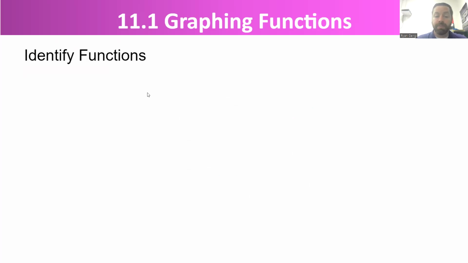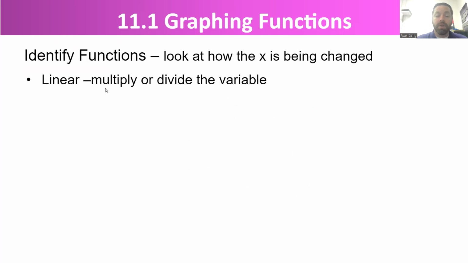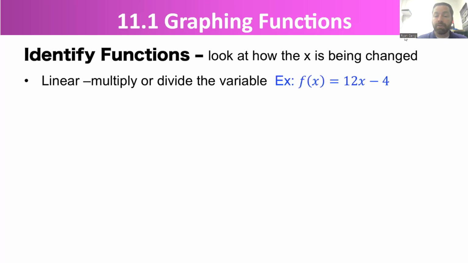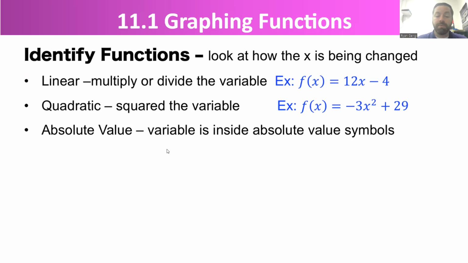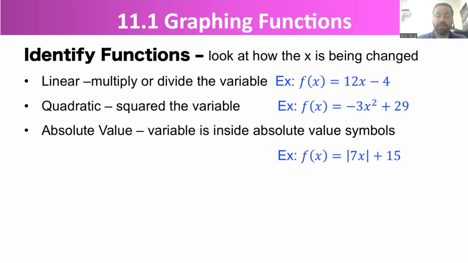Being able to identify functions from their equations is important. The way you can tell is by looking at how the x is being changed. A linear function, you'll see a multiplying or dividing of the variable. An example here is 12x minus 4. You can see that the x is being multiplied by 12. A quadratic function is where you square the variable. An example here, -3x squared plus 29. So the x is being squared. The absolute value function is where the variable is inside the absolute value symbols. So you see this one here. The variable is inside the absolute value symbols.